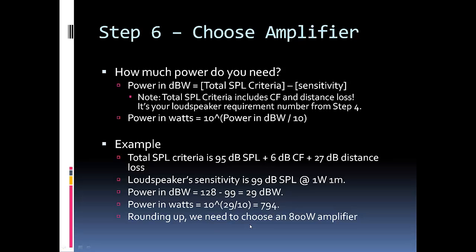So now we're able to choose our loudspeaker, choose an amplifier based on our requirements, and so now an 800 watt amplifier will give us all the power we need to drive that loudspeaker to the level it needs to be to overcome the loss due to distance and give us our 95 dB SPL level where we need it, plus take into account the crest factor of the program material, and it gives us everything we need.